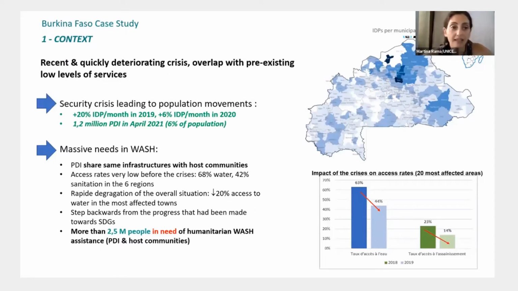And the access rates were very low before the crisis and have been decreasing even more due to this massive arrival of displaced people in the same areas. So we've had approximately a 20% decrease in access rates to water in most of the affected towns. This shows that the country has been stepping backwards in terms of SDGs. And this year, we estimate more than 2.5 million people in need of humanitarian WASH assistance.